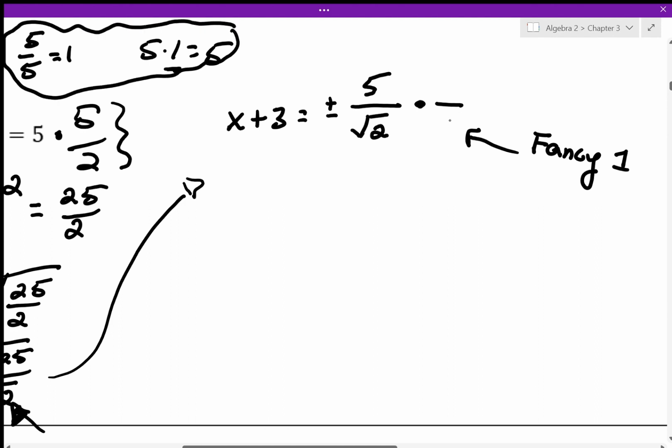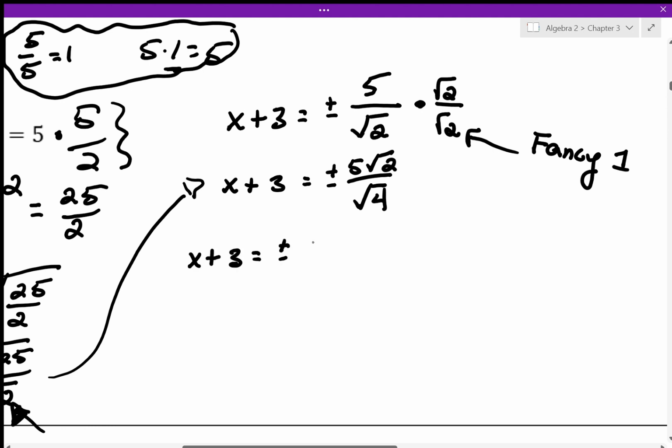So here, we're going to choose the square root of 2 over the square root of 2. I copied what I had in my denominator there. Now I'm going to have x plus 3 equals plus or minus. Multiplying straight across, I get 5 root 2. And then in my denominator, I have root 2 and root 2. Well, that's root 4. And the square root of 4 is going to be 2. So this is going to be x plus 3 equals plus or minus 5 root 2 over 2.